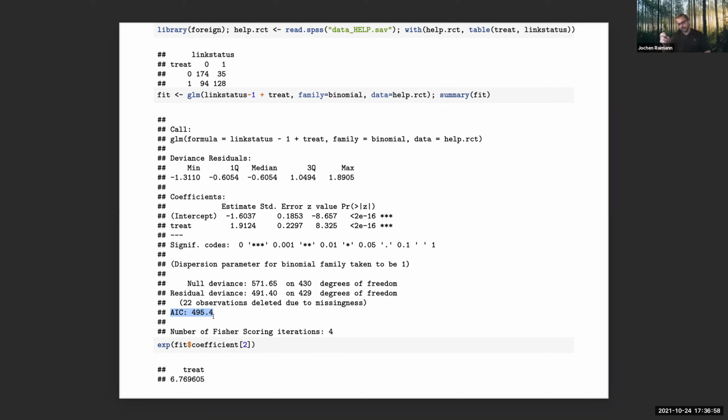And then have your inclusion of variables driven, A, by hypothesis. It's always important that you have hypotheses that drive your variable selection. And B, you can then look at the change of AICs over each iteration of that model, and you can then have that drive your decision of whether to include this covariate in the model or not.